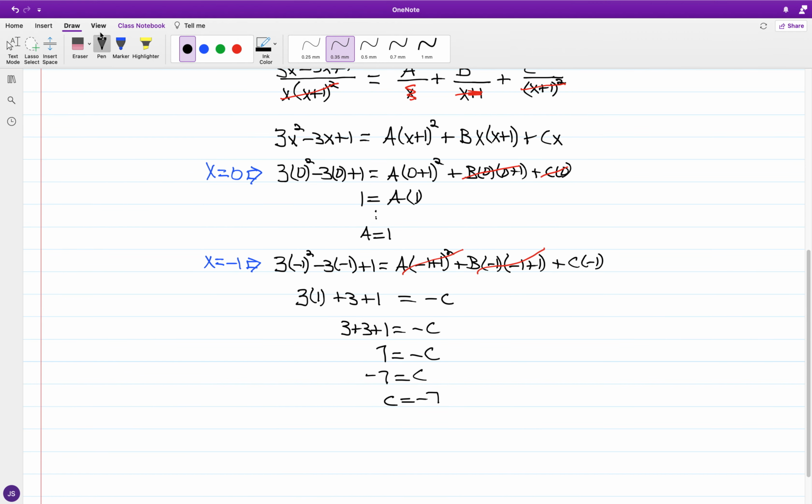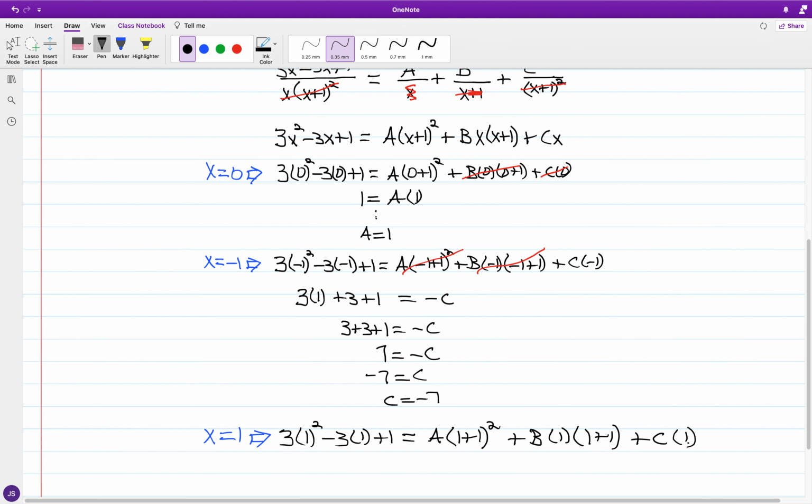And I can choose an arbitrary value for x. I tell you what, we'll go with x equal to 1. And if I plug in 1 for x, I'm going to have 3 times the square of 1 minus 3 times 1 plus 1, equal to a times 1 plus 1 to the second, plus b times 1 times 1 plus 1, plus c times 1.